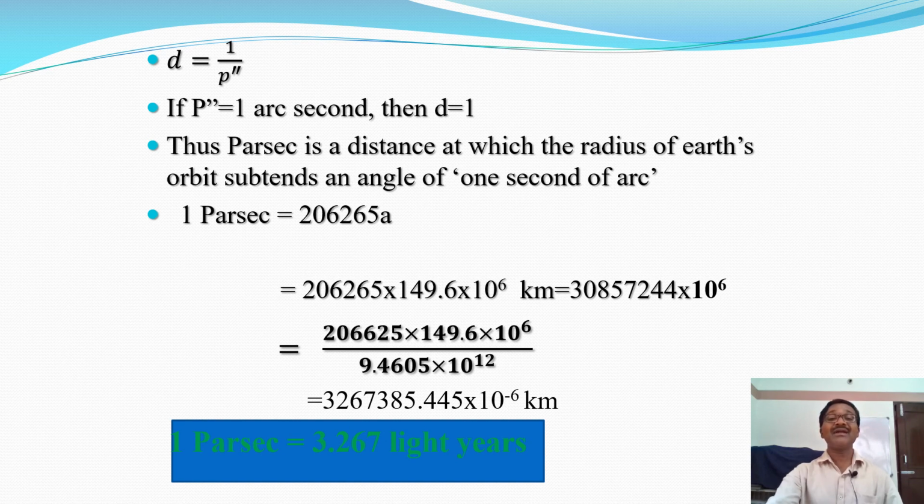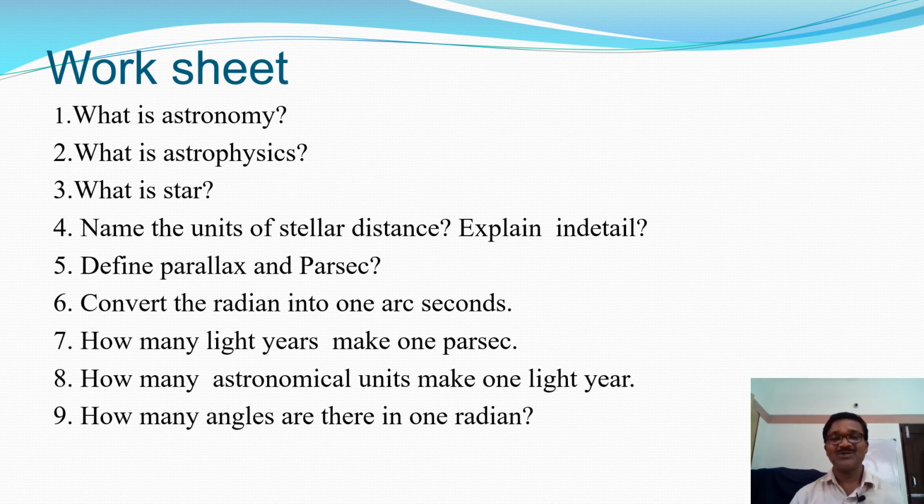When converted into light years, you know the light year in terms of trillion kilometers. Therefore, 1 parsec is finally 3.267 light years. Yes, so far we studied what astrophysics and astronomy are, some part of the introduction, and stellar distance.